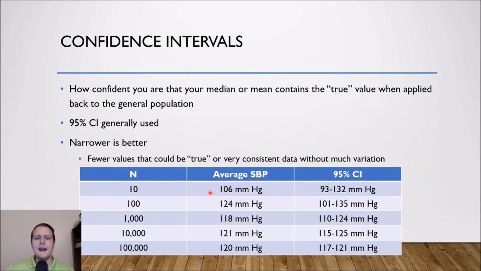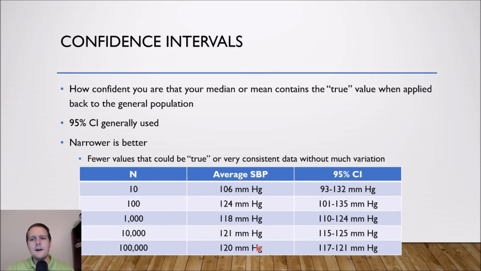But let's say we're just going to look at the average blood pressure for these patients here. And you can see if I just did it with 10, I'd have, say, an average systolic blood pressure of 106, and then a 95% confidence interval that ranges pretty greatly, anywhere between, say, 93 all the way to 132. It's a pretty wide range there. But as you get larger and larger sample sizes, say 100, 1,000, 10,000, you'll typically find that you'll get closer and closer to that population true value, because again, you're getting closer and closer to the actual population size, right? And so you should get closer to what the actual true value is going to be there.